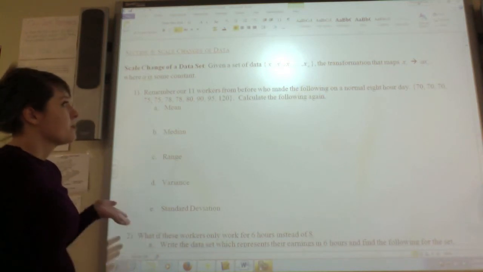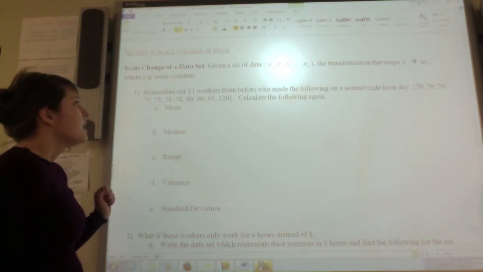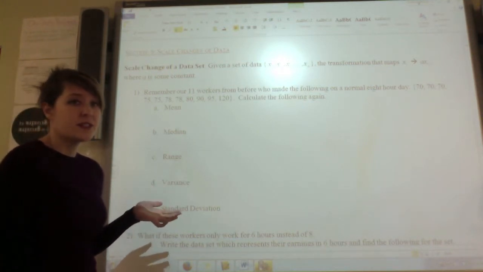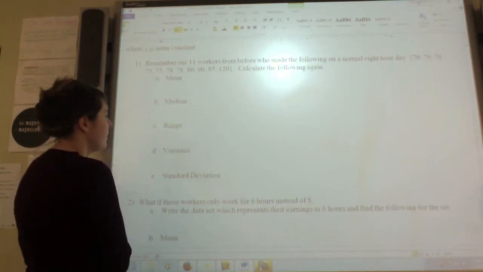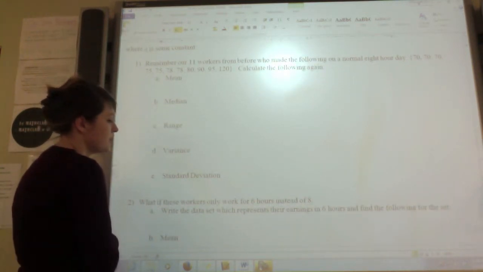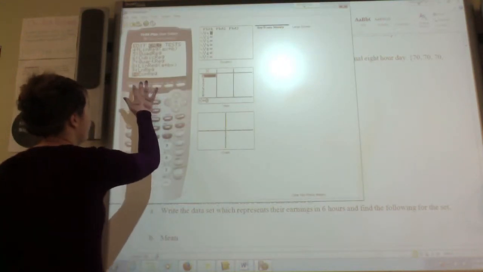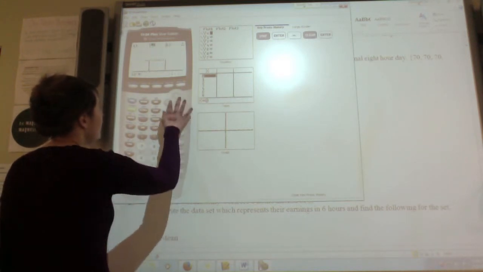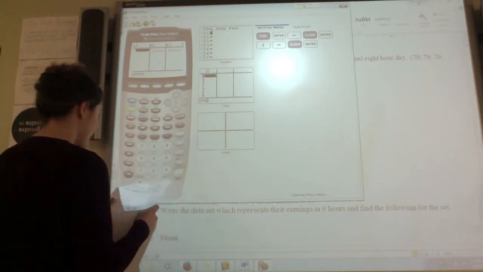Remember our 11 workers from before who made the following on a normal 8-hour day: 70, 70, 70, 75, 75, 78, 78, 80, 90, 95, 120. Again, we're using the same exact data that we did in Section 3. We want to calculate the mean, median, range, variance, and standard deviation. Remember how we did that last time: we went into our stat edit and filled in our list 1 with those values.